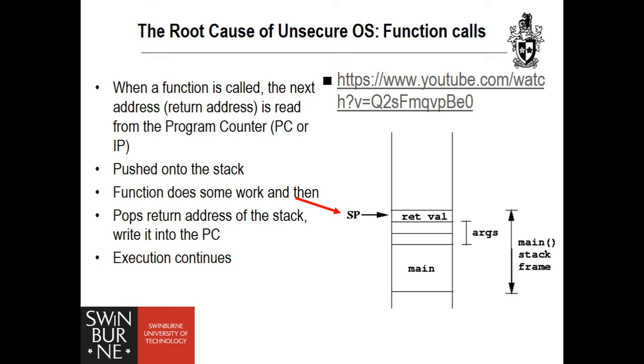Function calls. When a function is called, the next address is read from the program counter and pushed onto the stack. The function does some work, then pops the return address off the stack and writes it to the PC. Finally, execution continues.